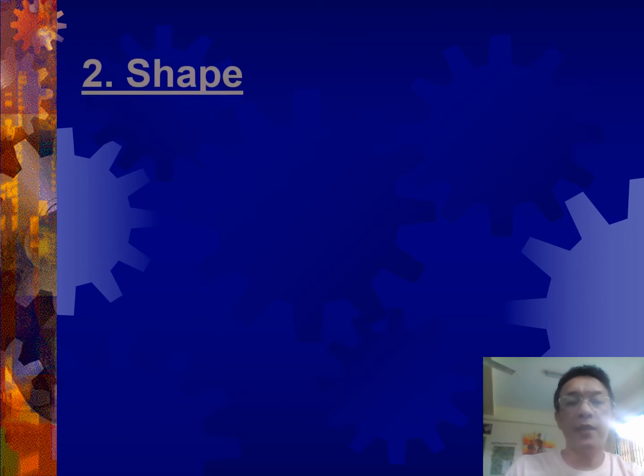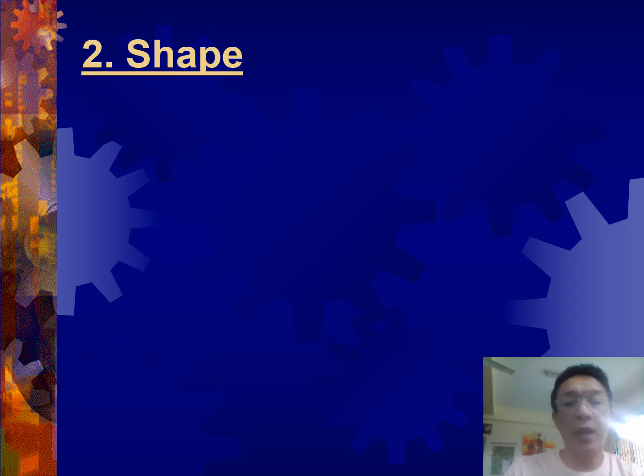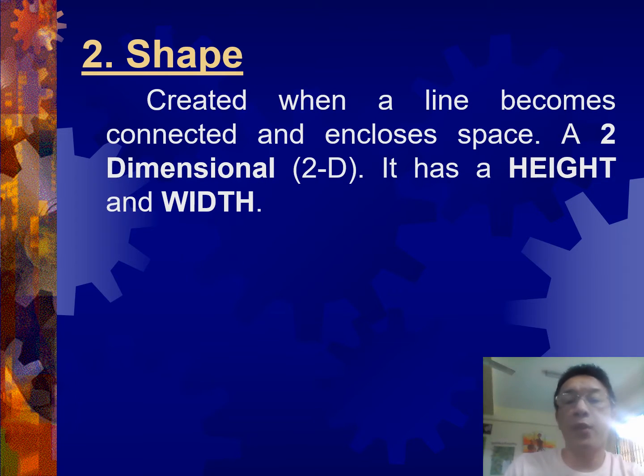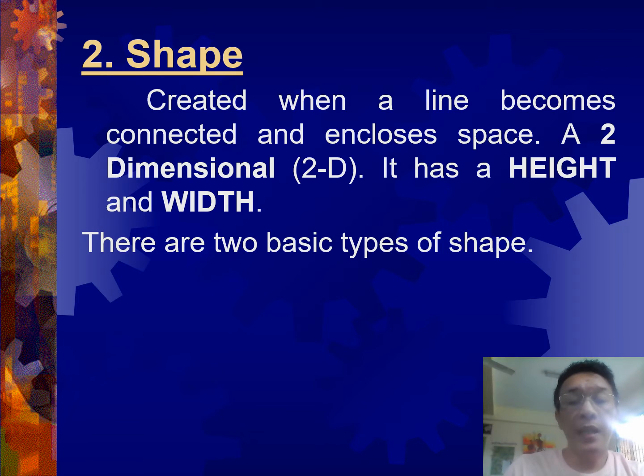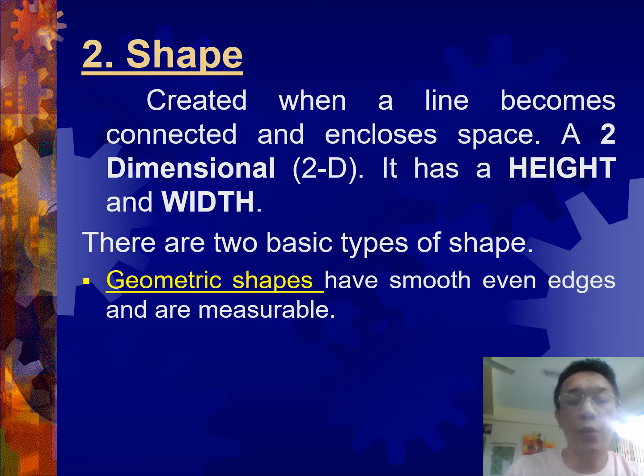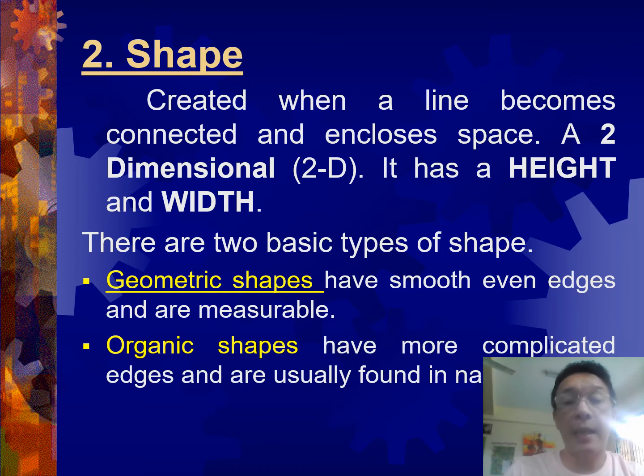Okay, so then we have the next element of art, which is the shape. Of course, it's also a very important element of art, created when a line becomes connected and encloses a space. It is two-dimensional, 2D, with a height and a width. There are two basic types of shape. We have geometric shapes, which have smooth or even edges and are measurable. Then we have organic shapes, which have more complicated edges and are usually found in nature.